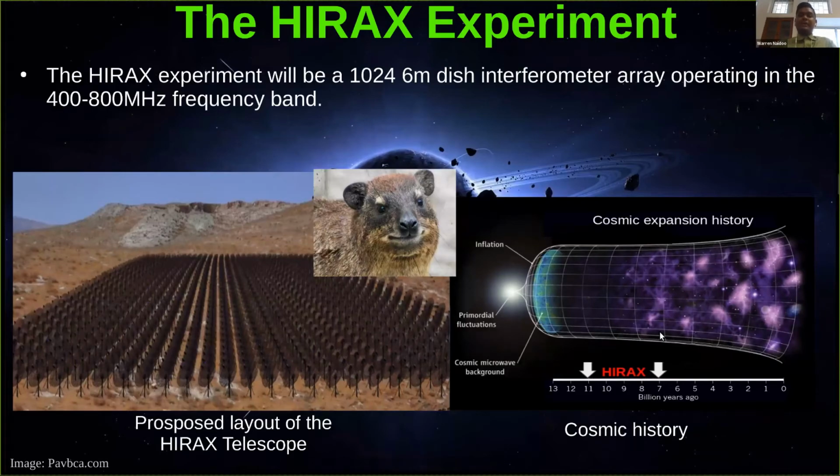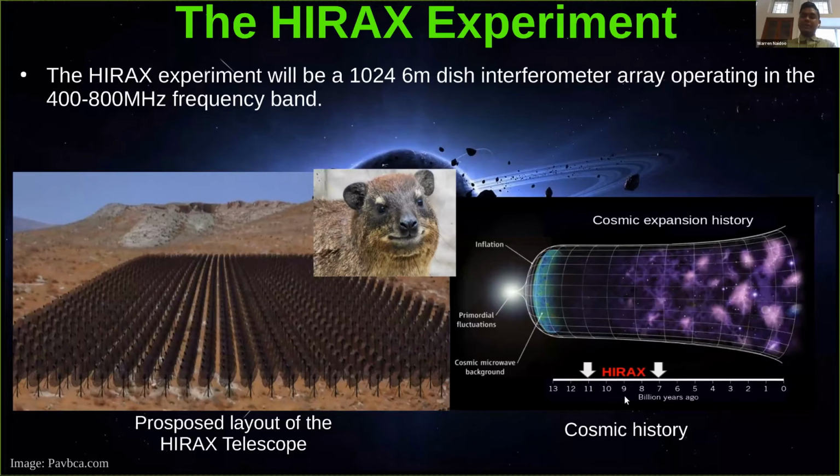Okay, so the HIRAX experiment is designed to measure neutral hydrogen in the universe. It will be a 1024 6-meter interferometer array that will be located in the Karoo site, and it will operate in the 400 to 800 megahertz frequency range. So this 400 to 800 megahertz corresponds to about 11 billion to 7 billion years ago.